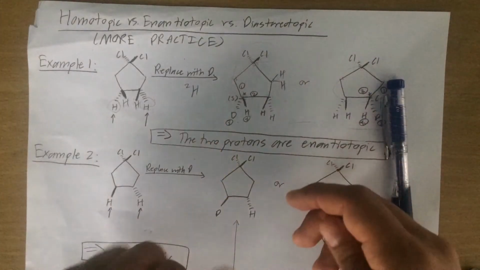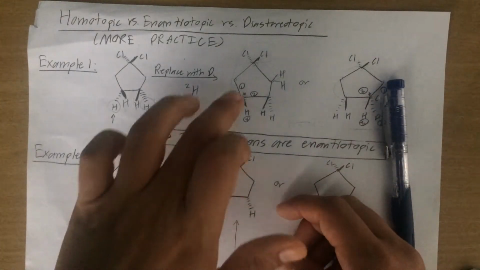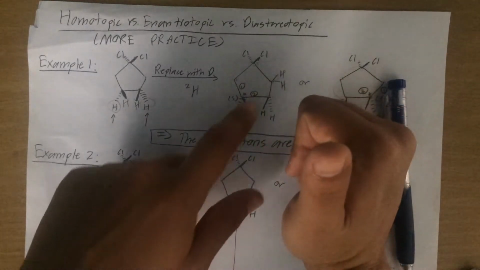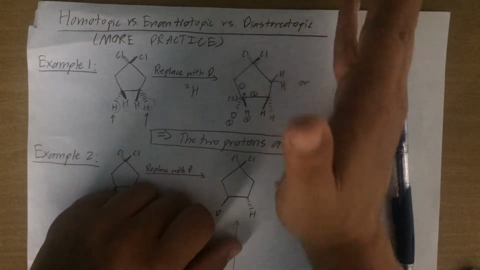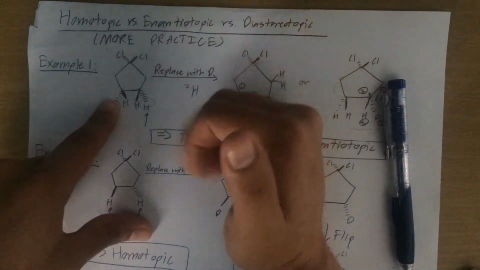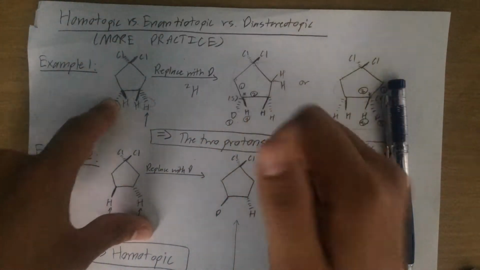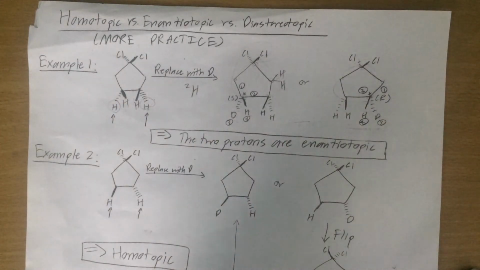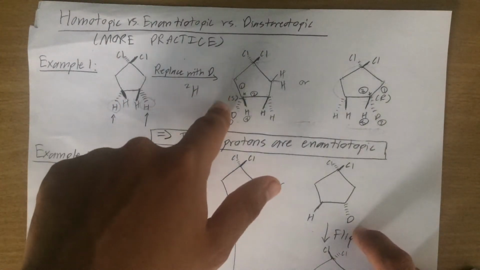Now we're gonna stick our thumb in the direction of the lowest priority. In that case, it's hydrogen, okay? So hydrogen is sticking out of the board. So now we're gonna curl our fingers. So we go like this, and it goes from 1 to 3 to 2. 1, 3, 2. That is not the natural order of counting, so therefore our chiral center is S.